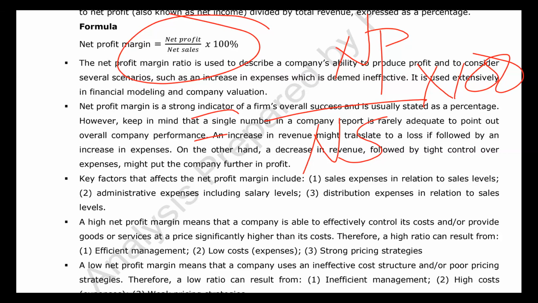This is very, very, very important. You need to know how to calculate the net profit margin as well. It has the same information. It communicates the profitability of a company.